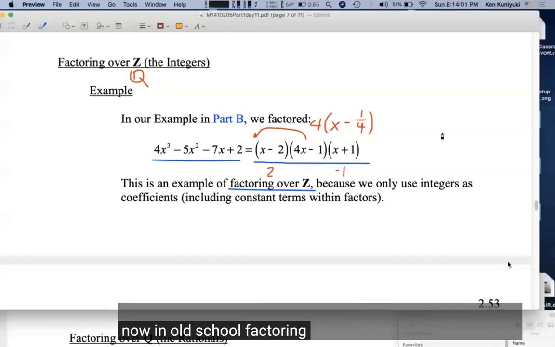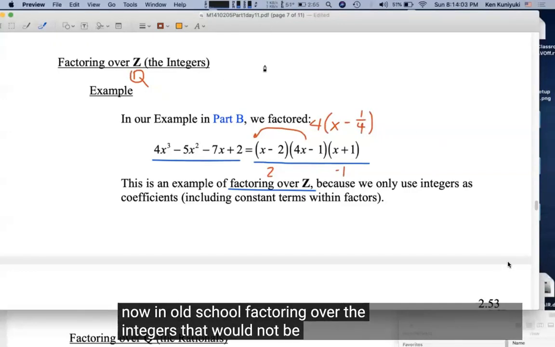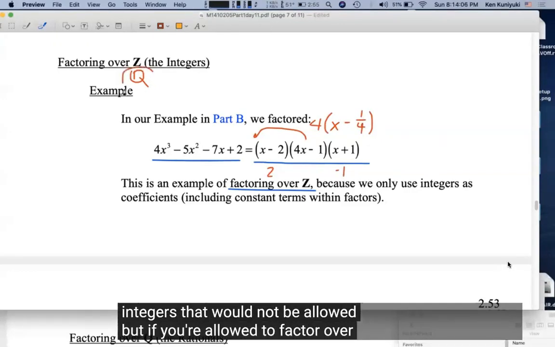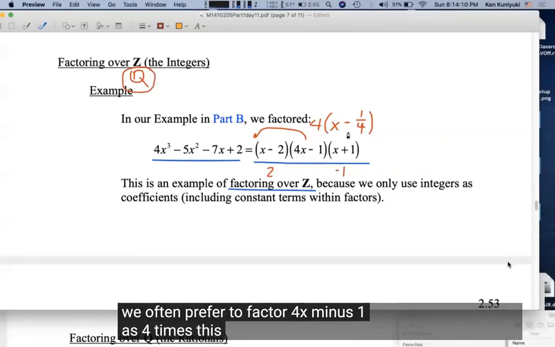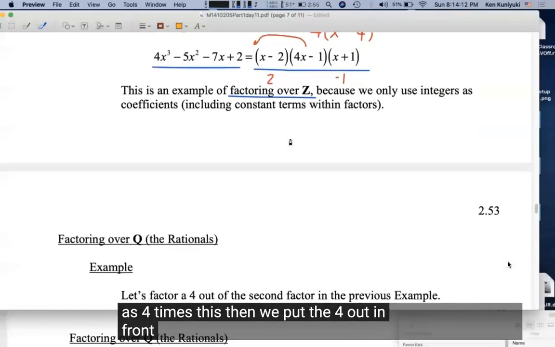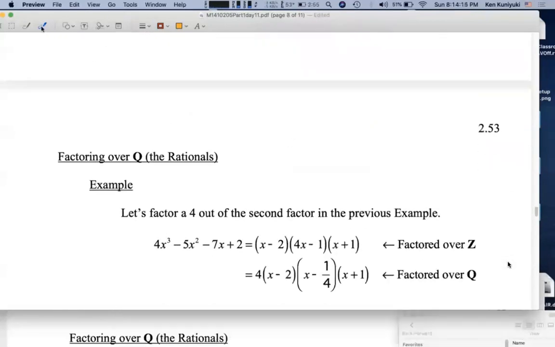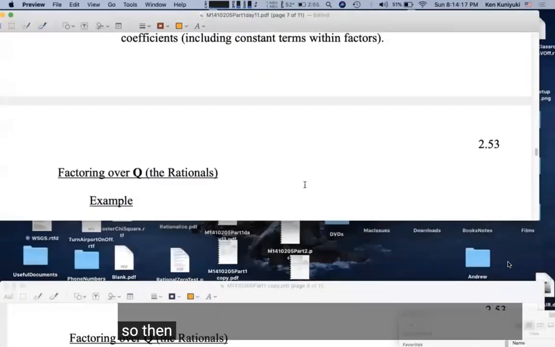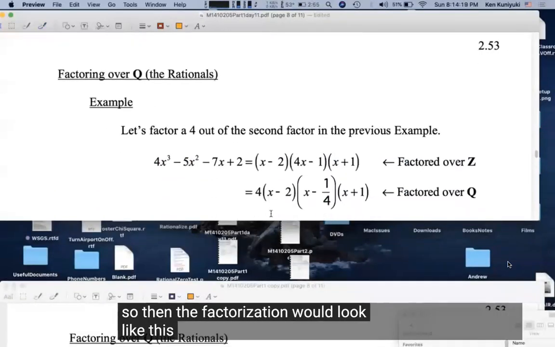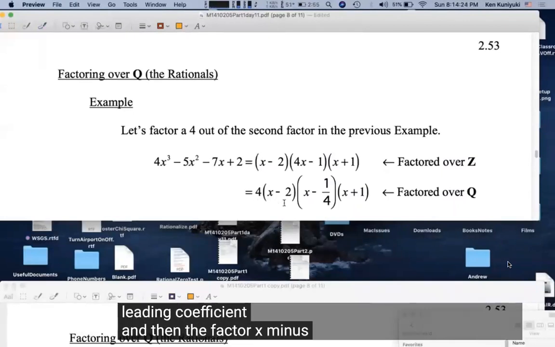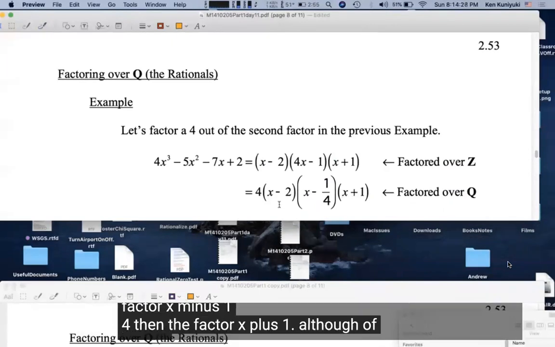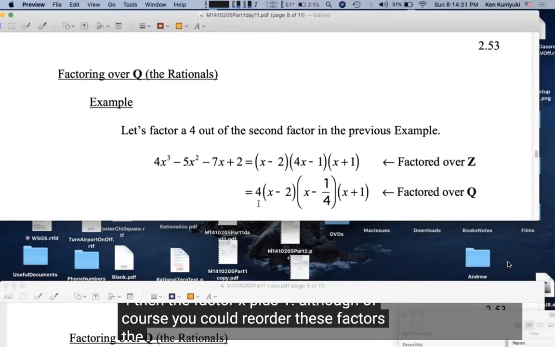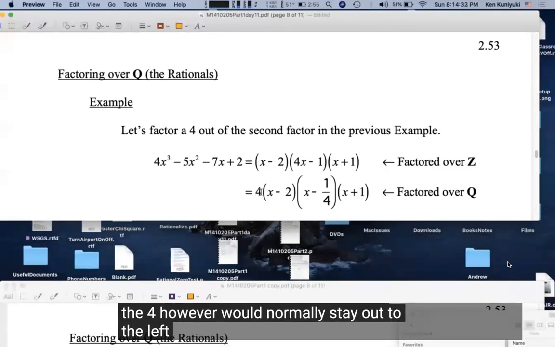Now, in old school factoring over the integers, that would not be allowed. But if you're allowed to factor over Q, we often prefer to factor 4x minus 1 as 4 times this. And then we put the 4 out in front. So then the factorization would look like this, where the 4 is out in front, that's the leading coefficient, and then the factor x minus 2, then the factor x minus 1/4, then the factor x plus 1. Although, of course, you could reorder these factors. The 4, however, would normally stay out to the left.